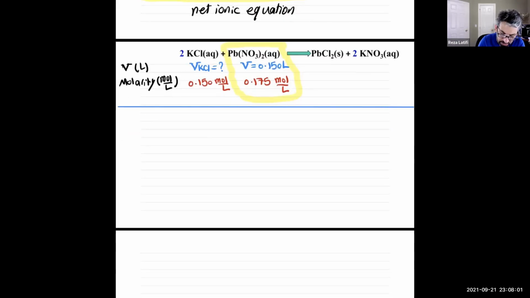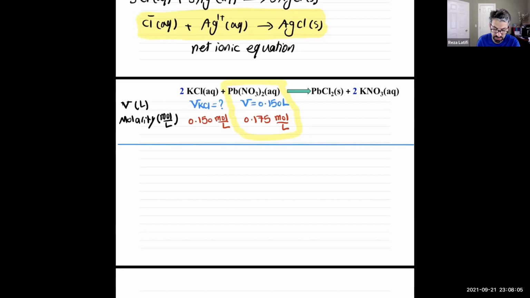Here we go. Tell me what's the number of moles for lead nitrate. So I'm going to go with this. Step 1, number of moles: the molarity is equal to number of moles over volume. If I want to know the number of moles of lead nitrate, it's going to be equal to the volume of lead nitrate multiplied by the molarity.